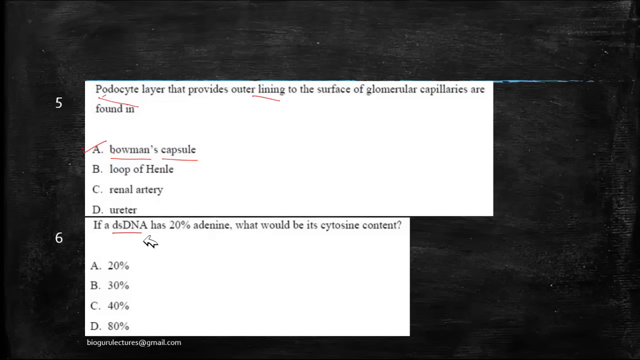Next is: if double-stranded DNA has 20% adenine, what would be the cytosine content? We know Chargaff's law, which says that A and T are complementary base pairs, and C and G are complementary base pairs, with A and T joined by double bonds and C and G by triple bonds. When they say 20% adenine is there, you can expect that T is similar, so it will be around 20% as well. They did not talk about C and G. Just consider, as we usually do in mathematics, that total is 100%, so 40% is taken by the adenine and thymine percentage. So how much is left now?